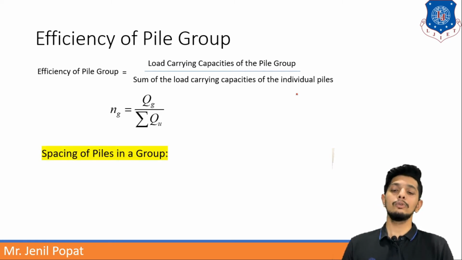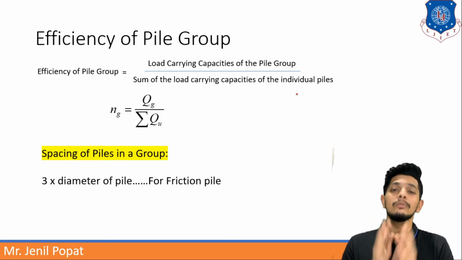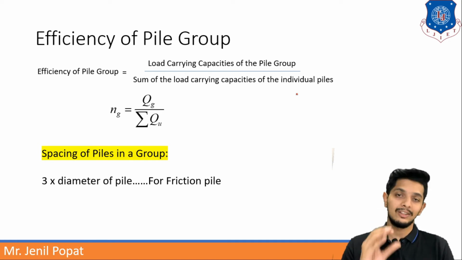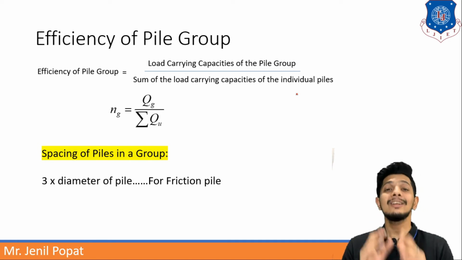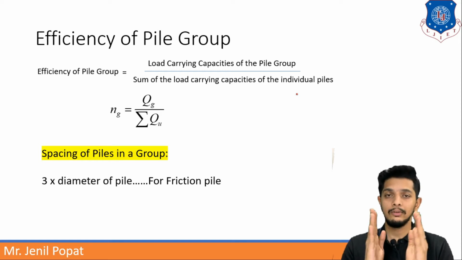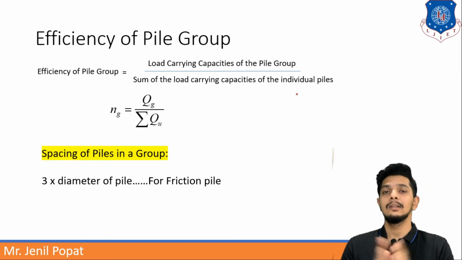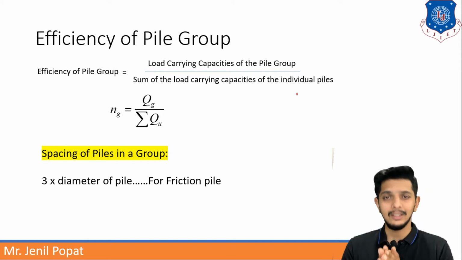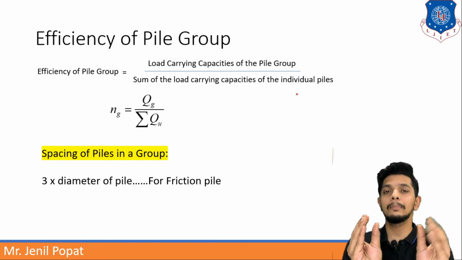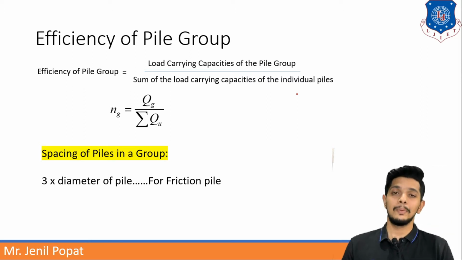Moving forward to spacing of piles in a group. This is general data for spacing: 3 times the diameter of the pile for friction piles. When we are talking about friction piles in the soil, generally the space between two piles is taken as 3 times the diameter of the pile. So roughly, if one pile is there, then a gap of 3 piles should be kept, and then you should lay your next pile. That is how spacing is kept.